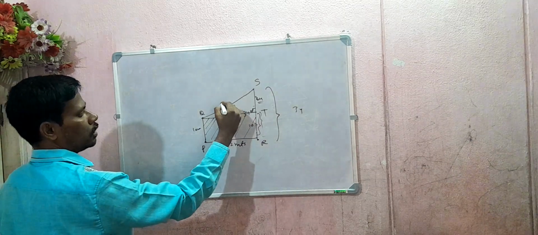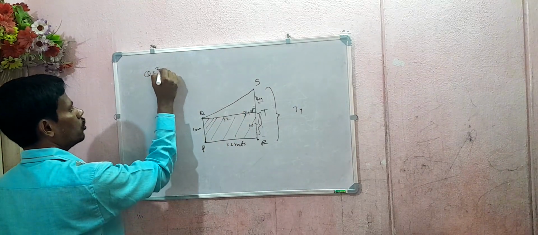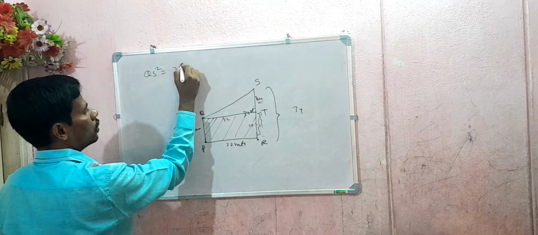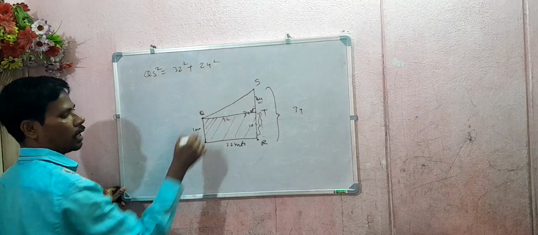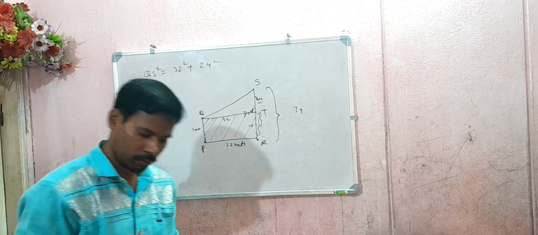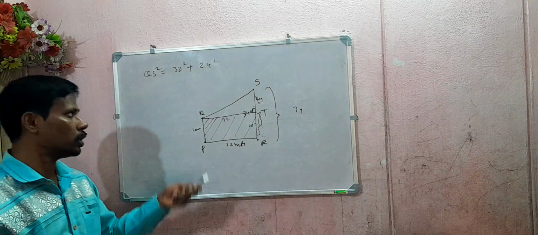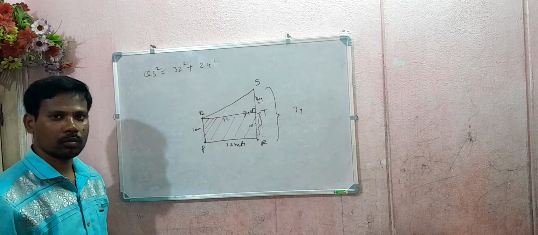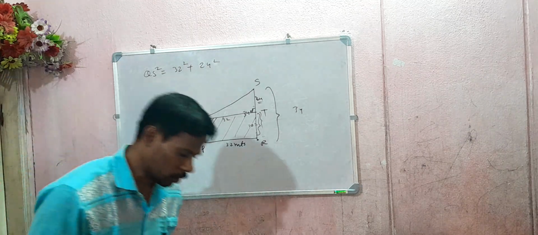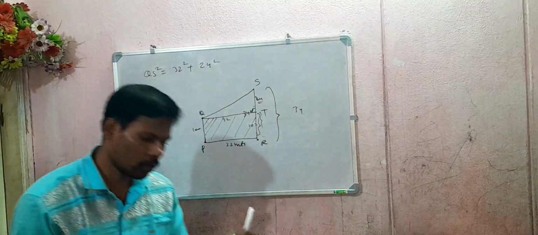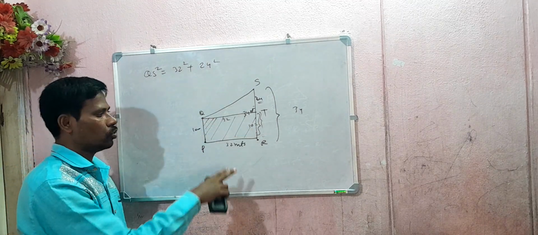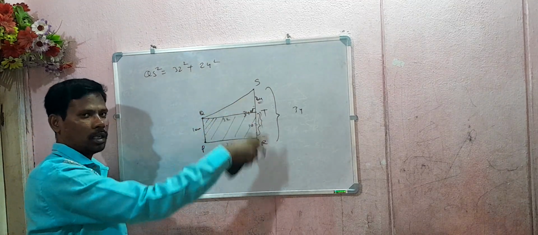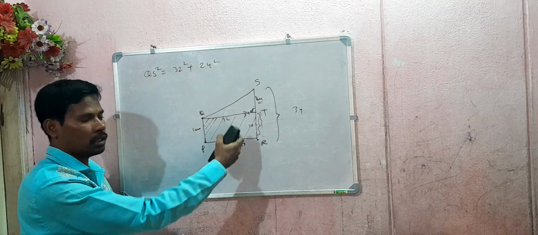Pythagoras theorem, what does it say? Square on the hypotenuse. QS square is equal to 32 square plus 24 square. You simply calculate it and do it by yourself, because it's not possible for me to write all the steps and do the calculations. Next, we'll go to another problem. Is it clear? The concept is clear. Two towers and this geometrical methodology is clear.